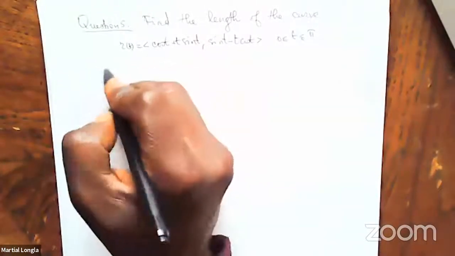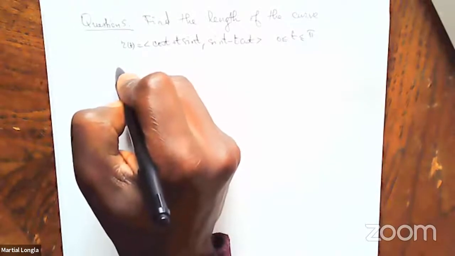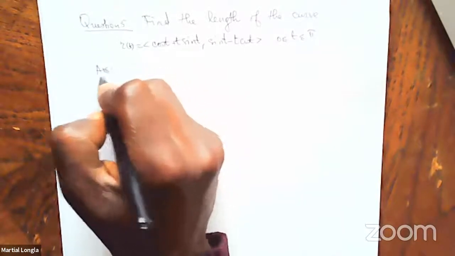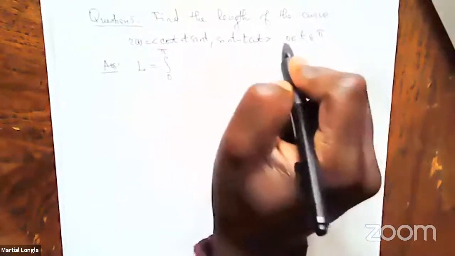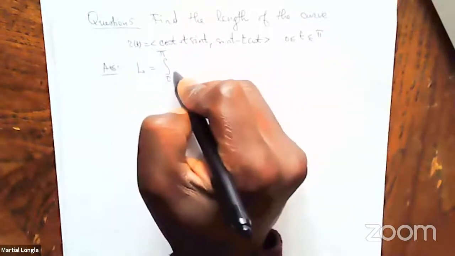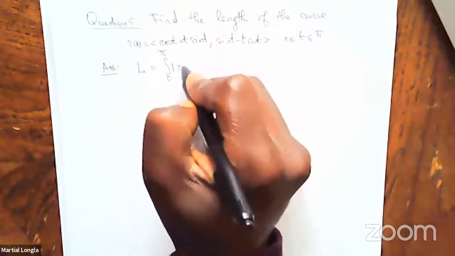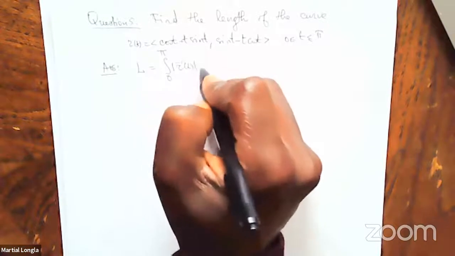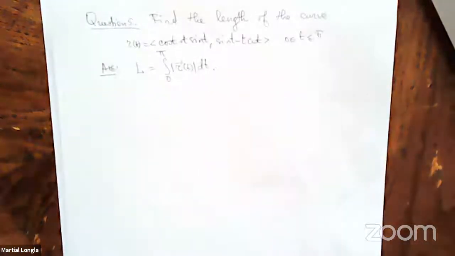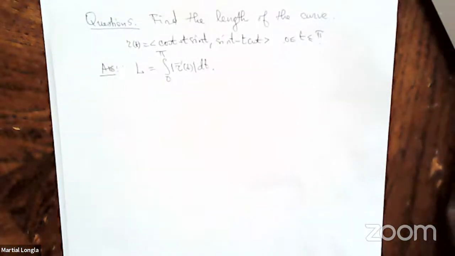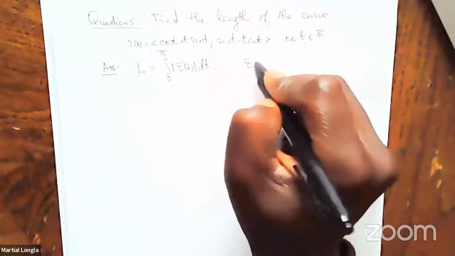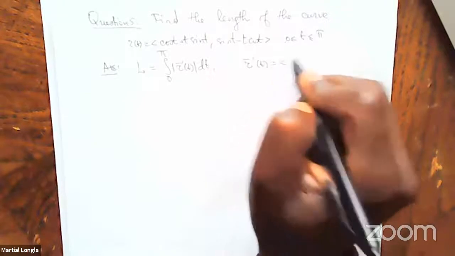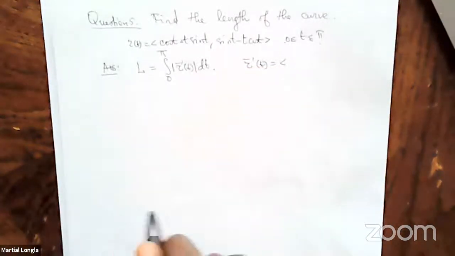First, you need to get the formula. The length is the integral from 0 to pi, which is the given interval, of the magnitude of r prime of t dt. Give me that formula. You get credit for knowing that formula. Then you find r prime of t. You get credit for finding r prime of t.